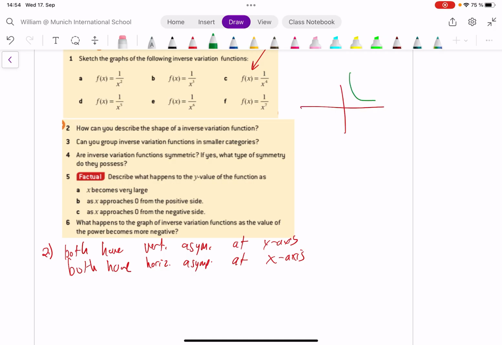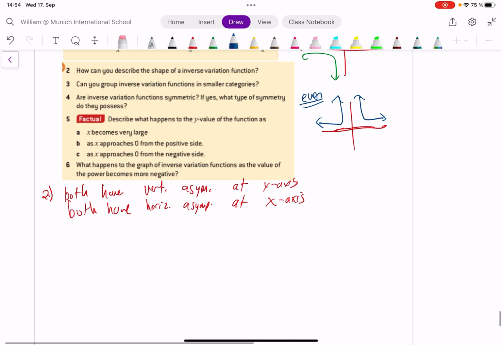Your odd ones have two branches that are opposite. Right, these are your odds. Whereas your evens, the branches are both positive. Right, because when you square something, everything is positive. Or when you raise something to the fourth, everything is positive. But if you raise something to the third, you can still have a negative, right? -2 raised to the third is -8. So can you group these?